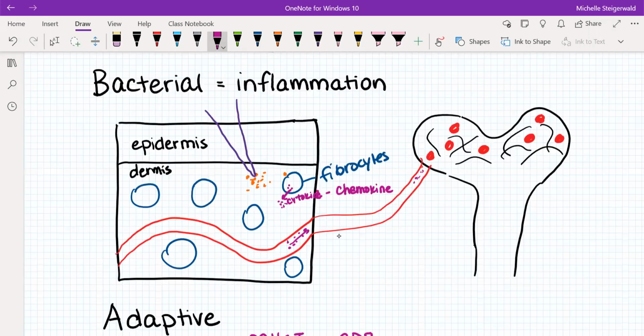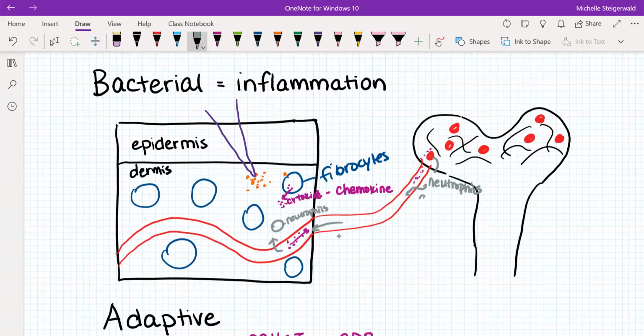So these chemokines will now send a signal to the red bone marrow that, hey, we need help over here. There's an infection. And so the first thing it's going to send is neutrophils. So you're going to have neutrophils to the rescue. Those neutrophils are going to follow that gradient all the way back to the site of infection and then be able to move out into the tissue.